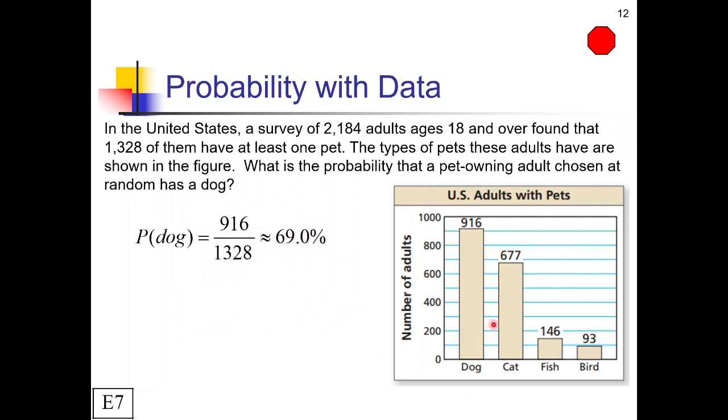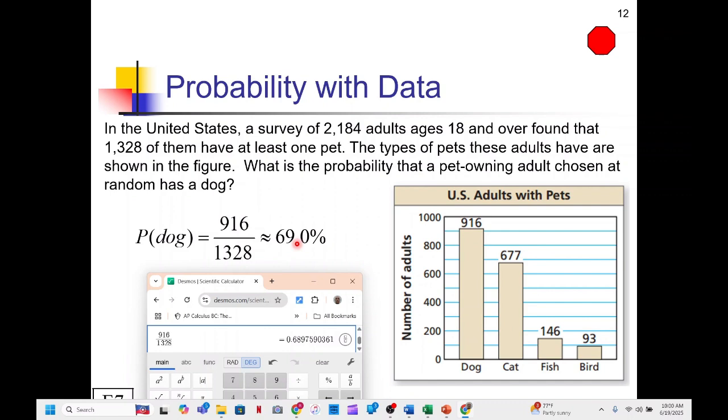Now you might have been wondering, well, hold on a sec, why wouldn't we just add up all of these? Let's see what happens if we actually do add those up. So we have 916 plus 677 plus 146 plus 93, and that adds up to 1,832, which is considerably more than the 1,328 that they said had a pet.